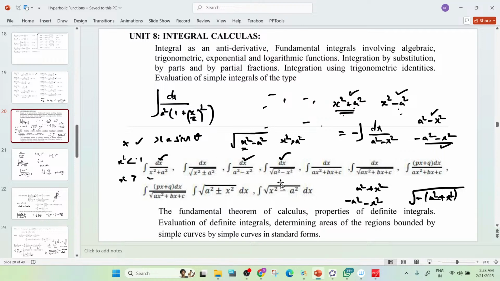First one, tan inverse x, we substituted x equals a tan theta. X is equal to a tan theta, we substituted. Very good. Then the third one we did partial fractions.